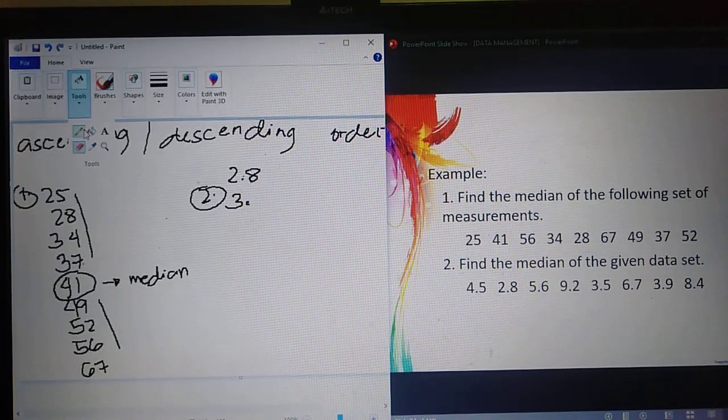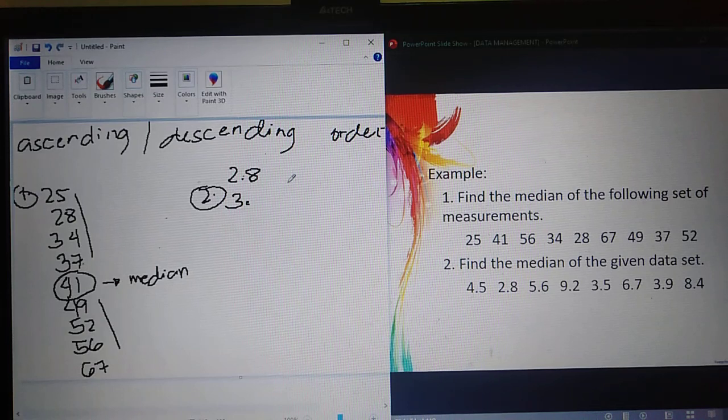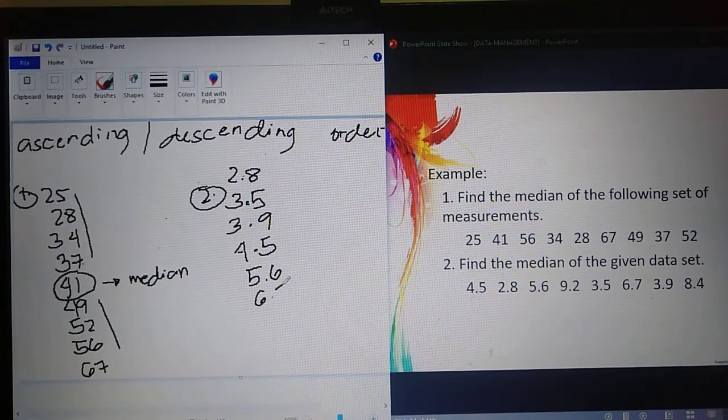Erase natin ha. Ayan. 3.4. Saan yun? 3.5 pa pala. 3.5 and then followed by 3.9. And then 4.5. 4.5 followed by 5.6, followed by 6.7. 4.5 and then followed by 8.4.